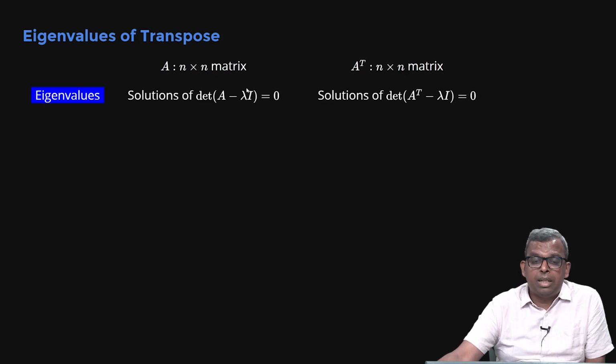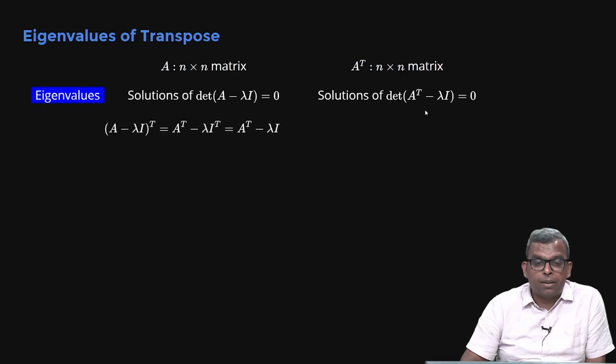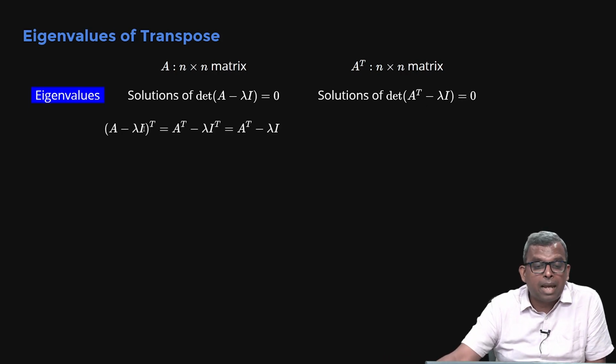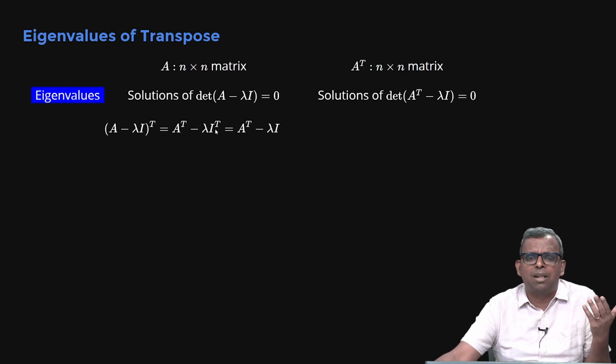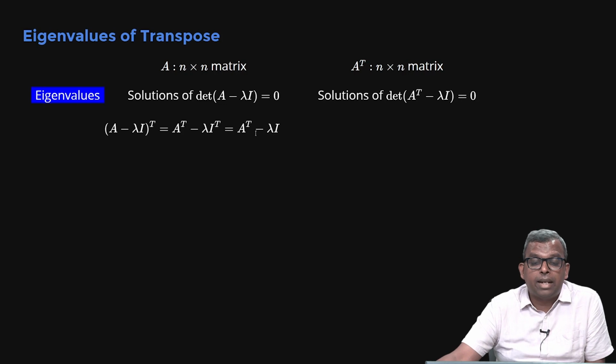On the face of it, you may think that these two are not related, but actually they are very closely related. In fact, if you look at (A minus lambda I) the whole transpose, by the properties we know, it is A transpose minus lambda I transpose, since lambda is a scalar. But what is I? I is just a diagonal matrix with 1s, so its transpose is equal to itself. So it is A transpose minus lambda I. I hope you see this is a very interesting little observation.